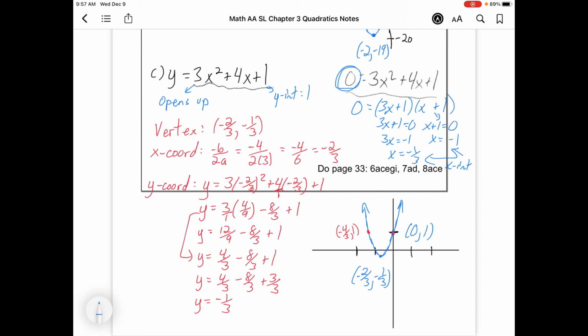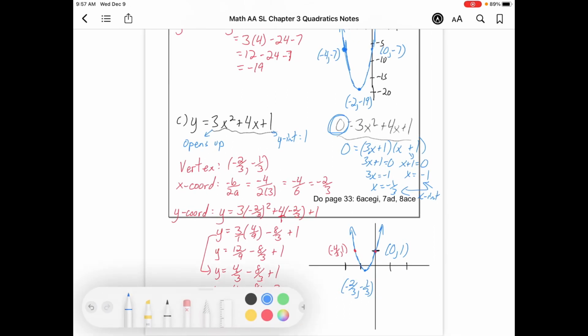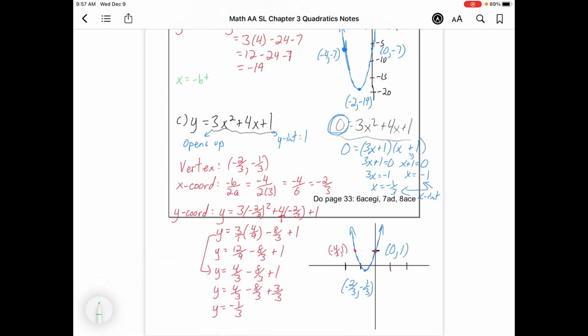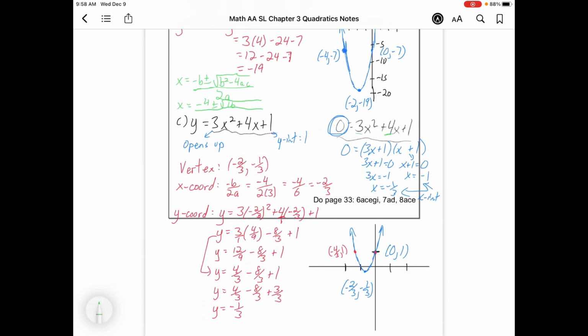If you don't want to do it through factoring, maybe I'll make a little space up top. We can use the quadratic formula, and it's negative b plus or minus the square root of b squared minus 4ac all over 2a. I don't need to use the discriminant because I know that it has x-intercepts at this point. Okay. So negative b would be negative of 4 plus or minus the square root of b squared. So b squared would be 16 minus 4 times a times c. So a is 3 here, c is 1. 4 times 3 times 1 is 12.